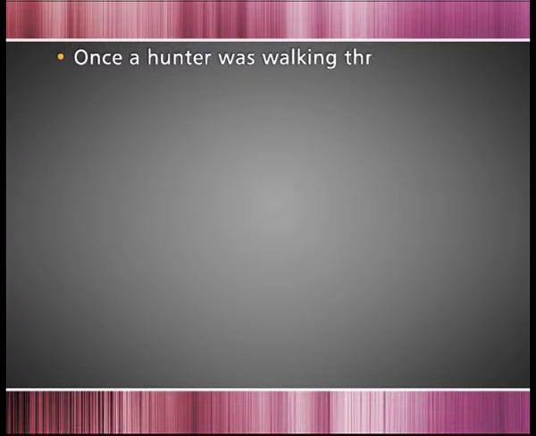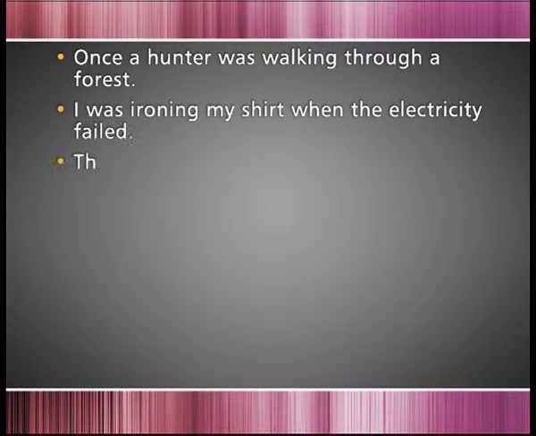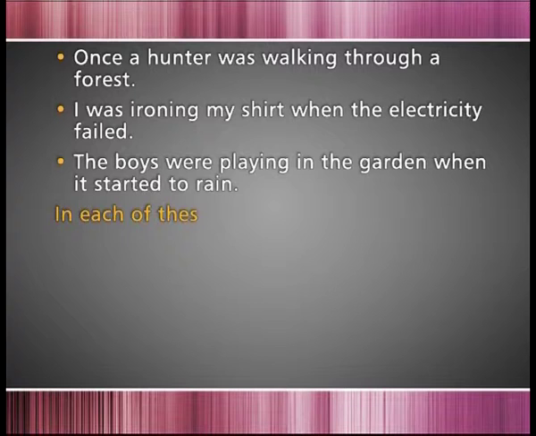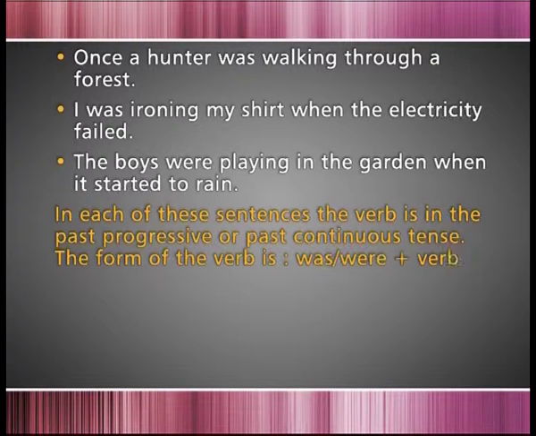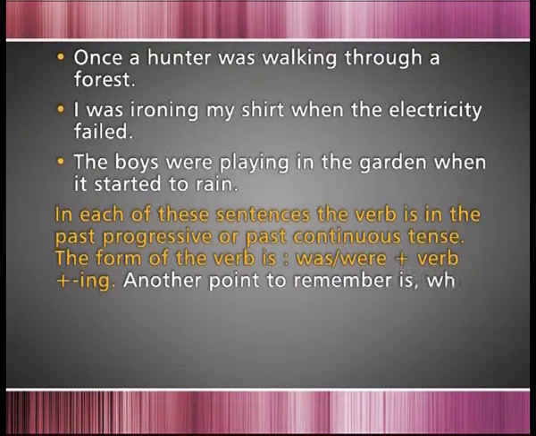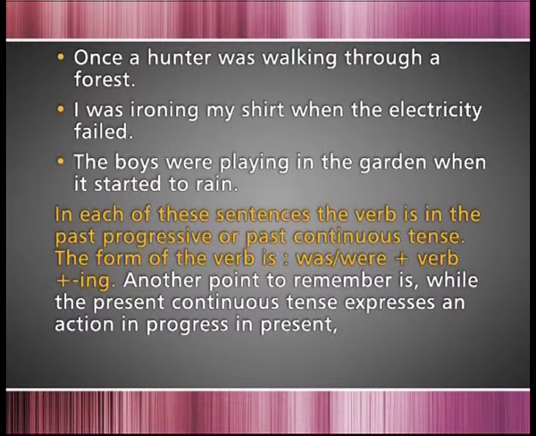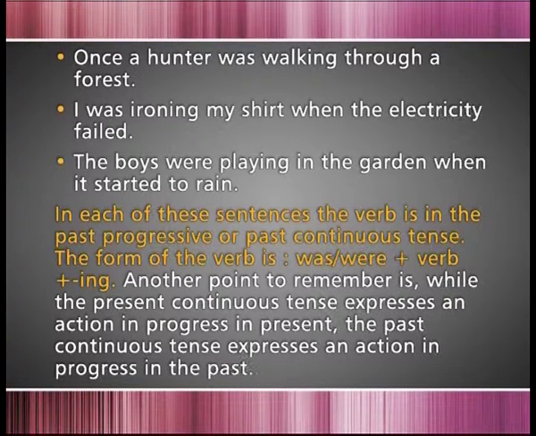Look at the following sentences. Once a hunter was walking through a forest. I was ironing my shirt when the electricity failed. The boys were playing in the garden when it started to rain. In each of these sentences, the verb is in the past progressive or past continuous tense. The form of the verb is was, were, plus verb plus ing. Another point to remember here is, while the present continuous tense expresses an action in progress in the present, the past continuous tense expresses an action in progress in the past.